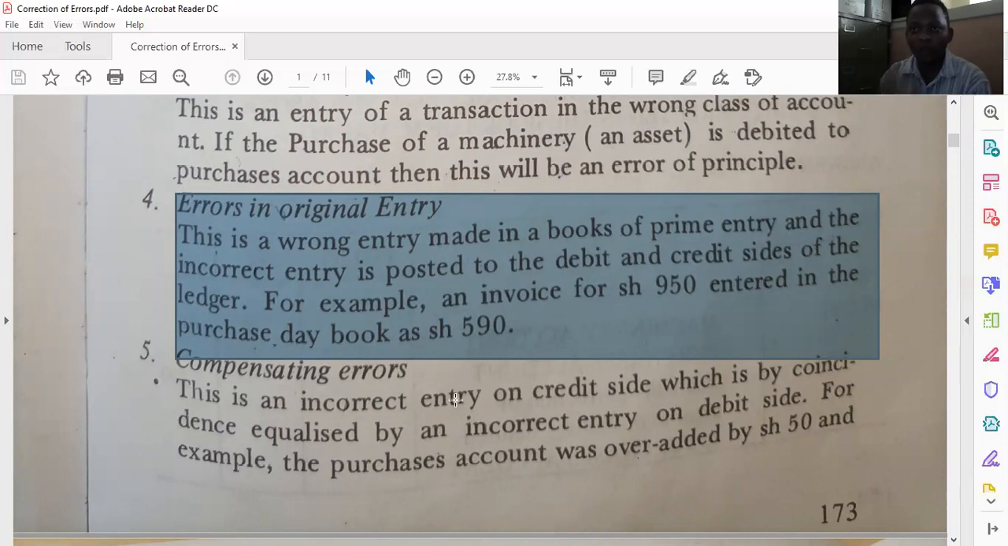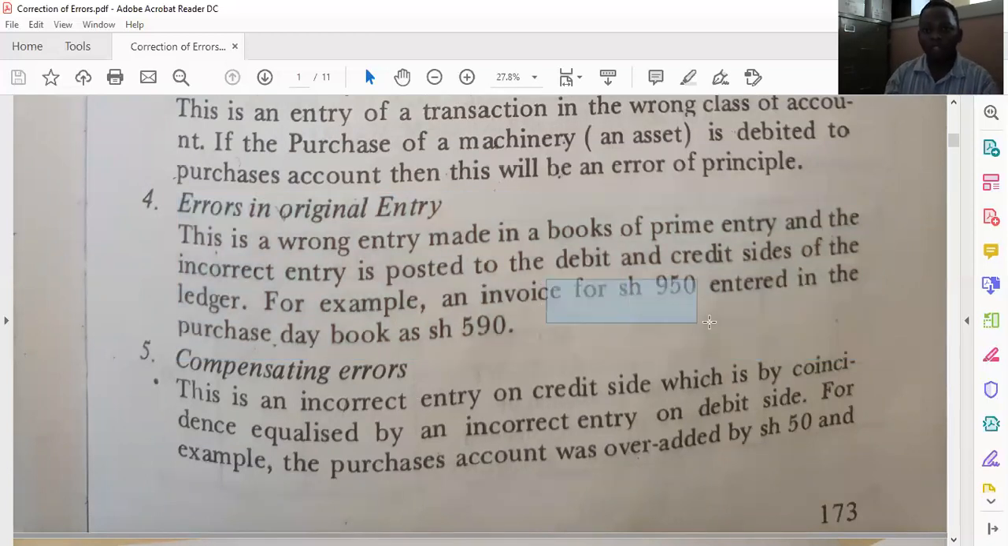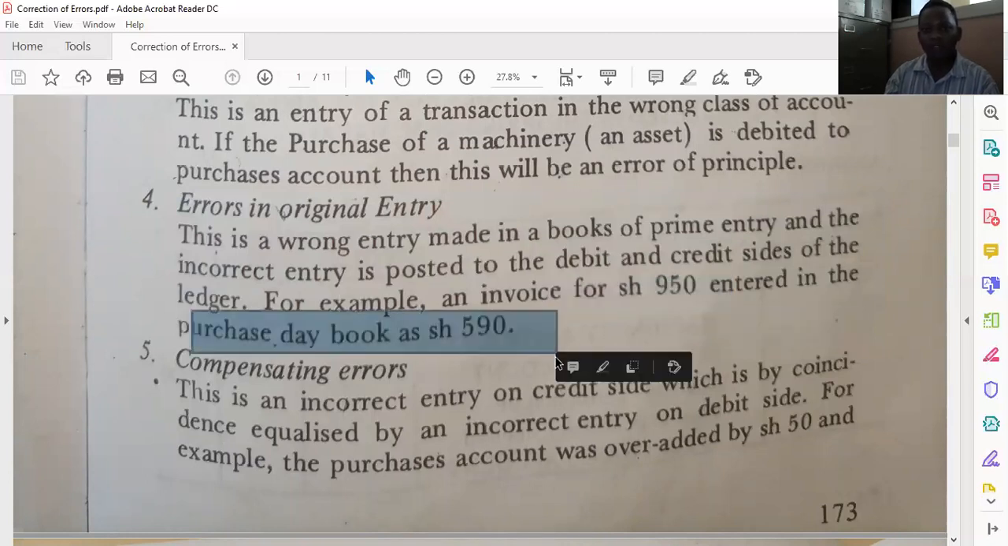Yeah. So you enter garbage into the system and the output you get is garbage. The error of original entry. So it depends on what you put in the books of accounts. If you key in an error, the same error will be taken to the debit side and it will be taken to the credit side, and the effect on the balance sheet, on the trial balance will still be the same. So for instance, an invoice of 950 shillings being entered in the purchases day book as 590.